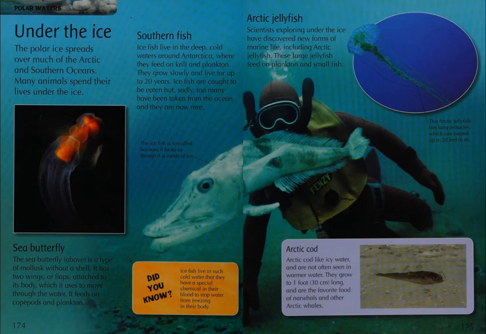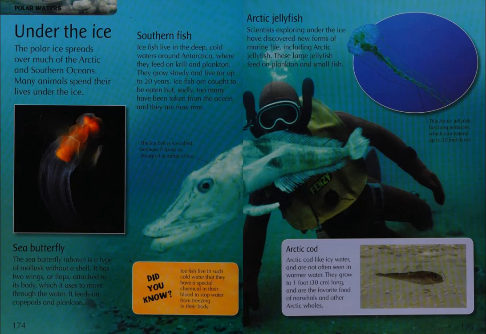Sea butterfly. The sea butterfly, above, is a type of mollusk without a shell. It has 2 wings, or flaps, attached to its body, which it uses to move through the water. It feeds on copepods and plankton.